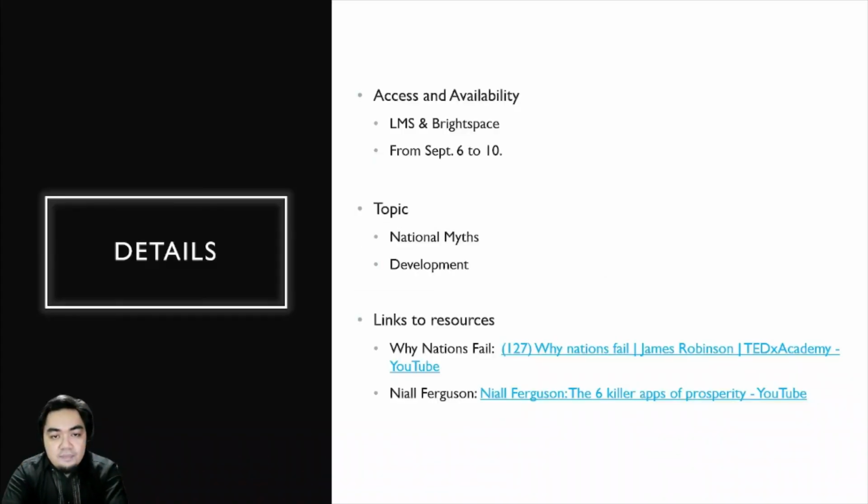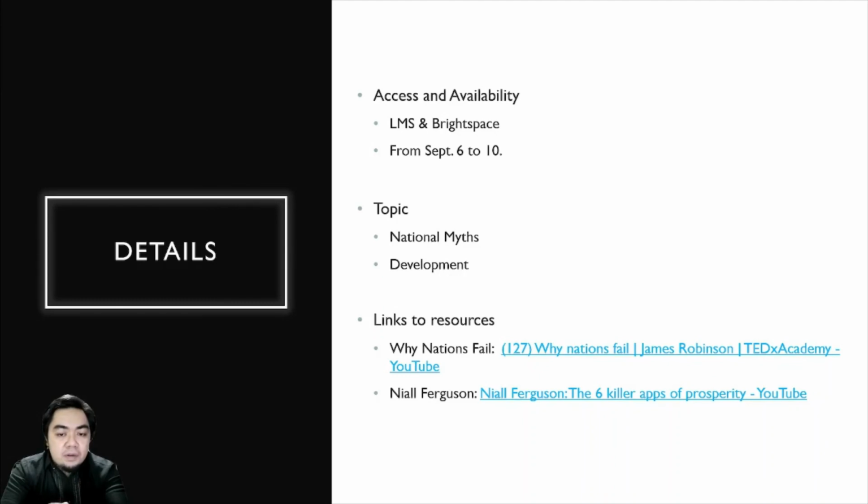For your workshop, here are some of the details. I guess it is best to first look at the links or try to access the links to the resources, because these links will provide you further knowledge and further details about the arguments that Professor Niall Ferguson and Professors Robinson and Acemoglu argue in their respective books.